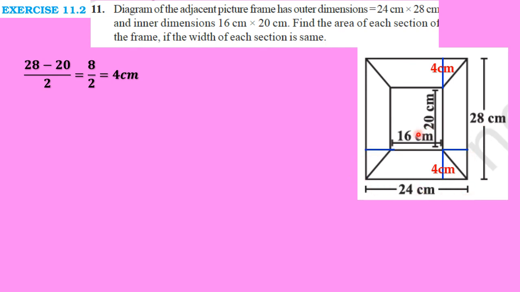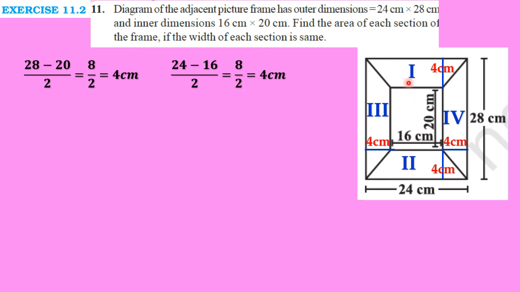Here, this is 24, this is 16. So the difference will be equally divided into this part and this part. So there also you will get 4 centimeter, because it's given that the width is the same. Now let us divide it into 4 parts. 1, 2, 3, 4. So what we have to find? Find the area of each section. So first let us find the area of trapezium 1.